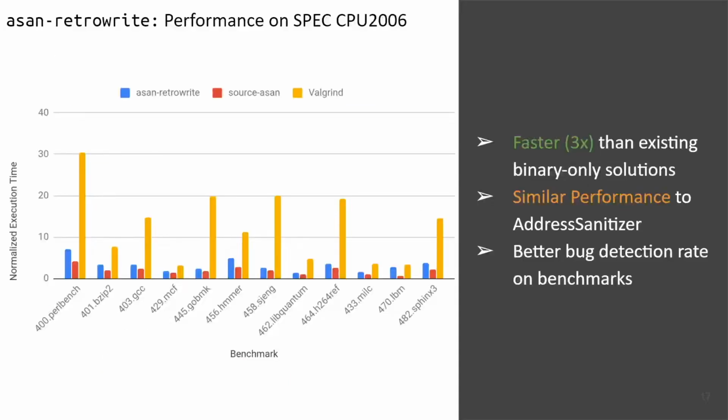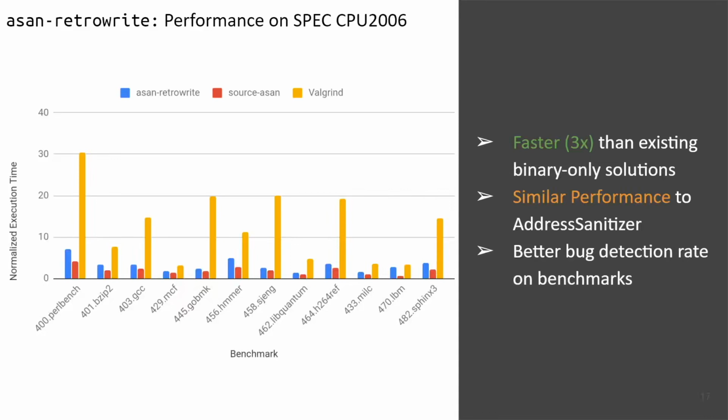So how fast is ASAN RetroWrite? In an evaluation on SPEC CPU 2006, ASAN RetroWrite is about 3 times faster than Valgrind memcheck, which is a state-of-the-art binary-only memory checker. RetroWrite is still slower than source-based address sanitizer, and this is primarily due to the more sophisticated analysis and optimizations that compilers can perform at the source code level. Not only is ASAN RetroWrite faster, but it also detects more bugs than Valgrind on our benchmarks. A more detailed qualitative and quantitative analysis of the bugs found by the three systems can be found in our paper, and we encourage you to read it.